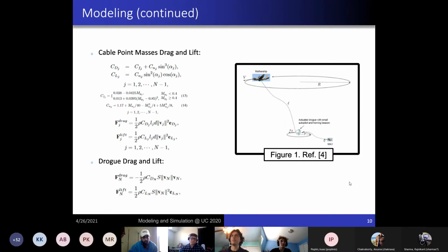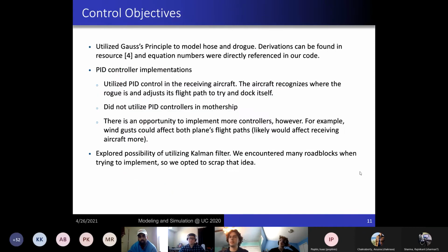9. This is just some more. These are the coefficient of drag and coefficient of lift models. I won't cover these too much, and I'm going to hand it off to Evan.